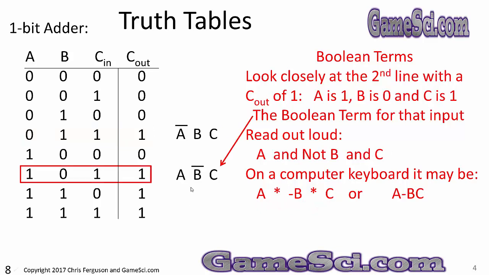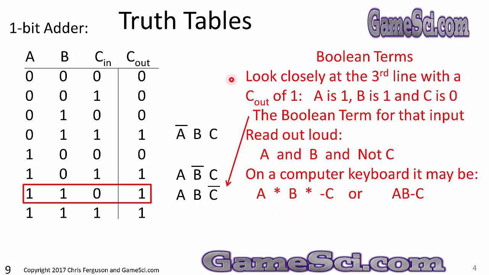Looking at the second line, where C out produces a 1. A is 1, B is 0, C is 1. The Boolean term for that input, read out loud, is A and not B and C. On a computer keyboard, it may be typed out this way.